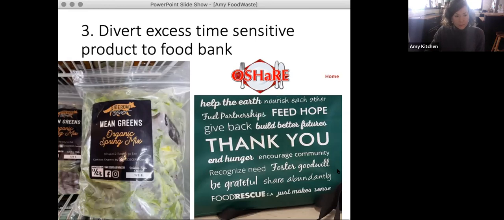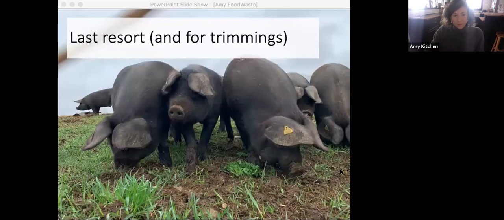And then our last stream, what we do with our trimmings, is we have pasture-raised pigs on our farm, and they are very good at dealing with any food waste that we have that isn't fit for human consumption. And so we feel good about diverting there. It keeps the food on the farm, it keeps the nutrients that we've produced on our farm. And I feel like it's a good way to deal with any food that we produce that we can't consume ourselves. Okay, last slide.